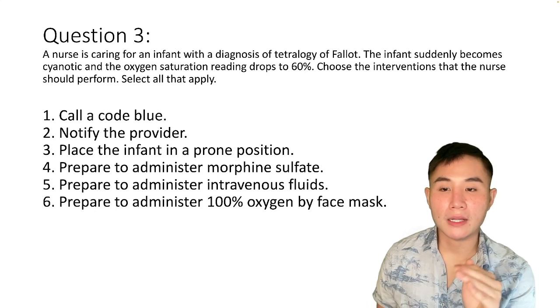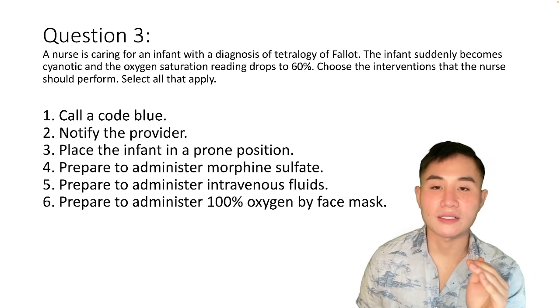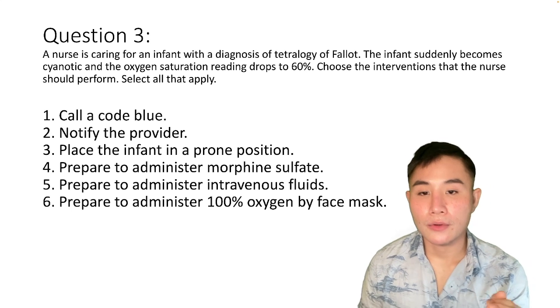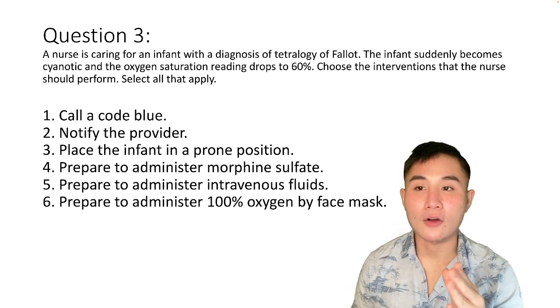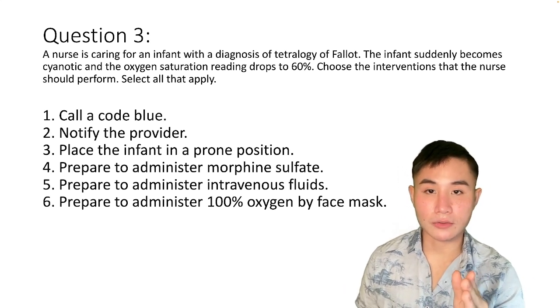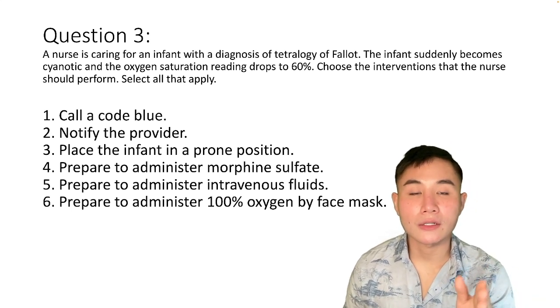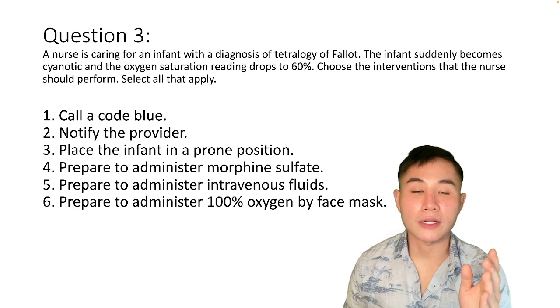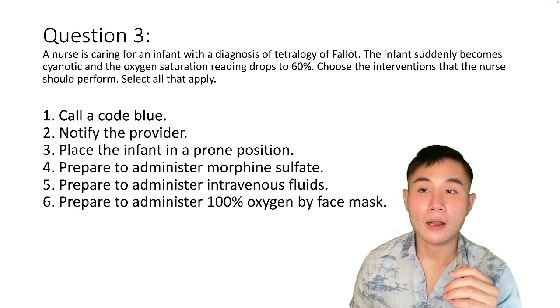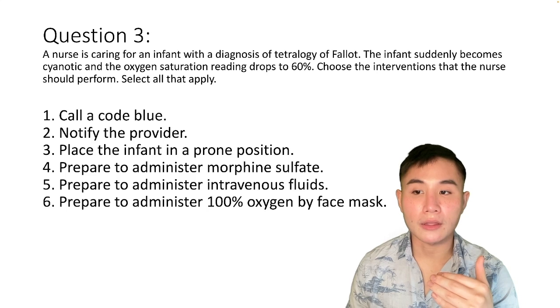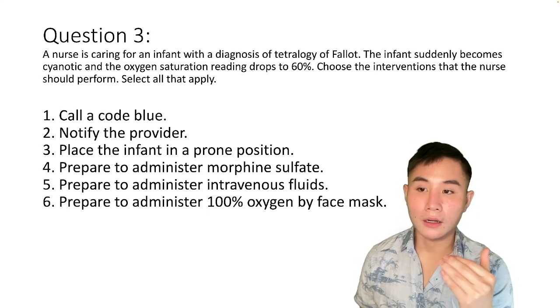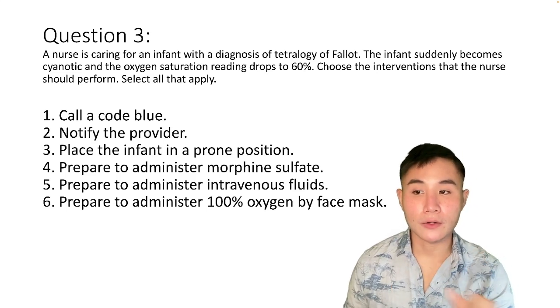Place the infant in a prone position. No. Obviously, they are in respiratory distress. You don't want to prone them. They won't be able to breathe anymore. Usually for tetralogy of Fallot, the key thing to remember is knee-to-chest position. It helps the child with breathing. So we don't choose number 3.